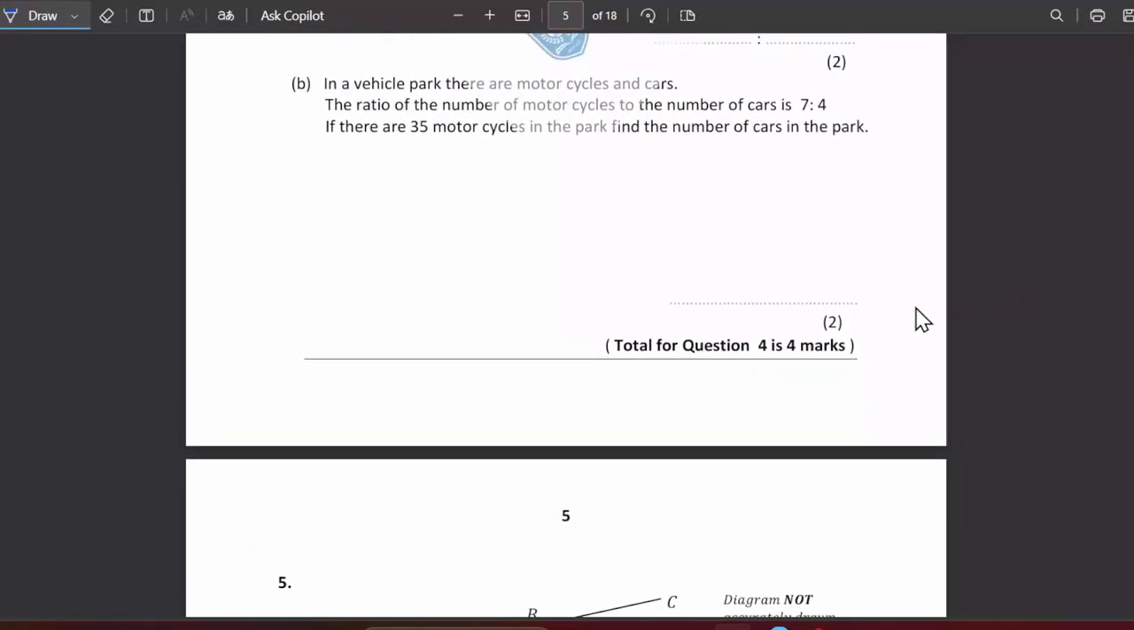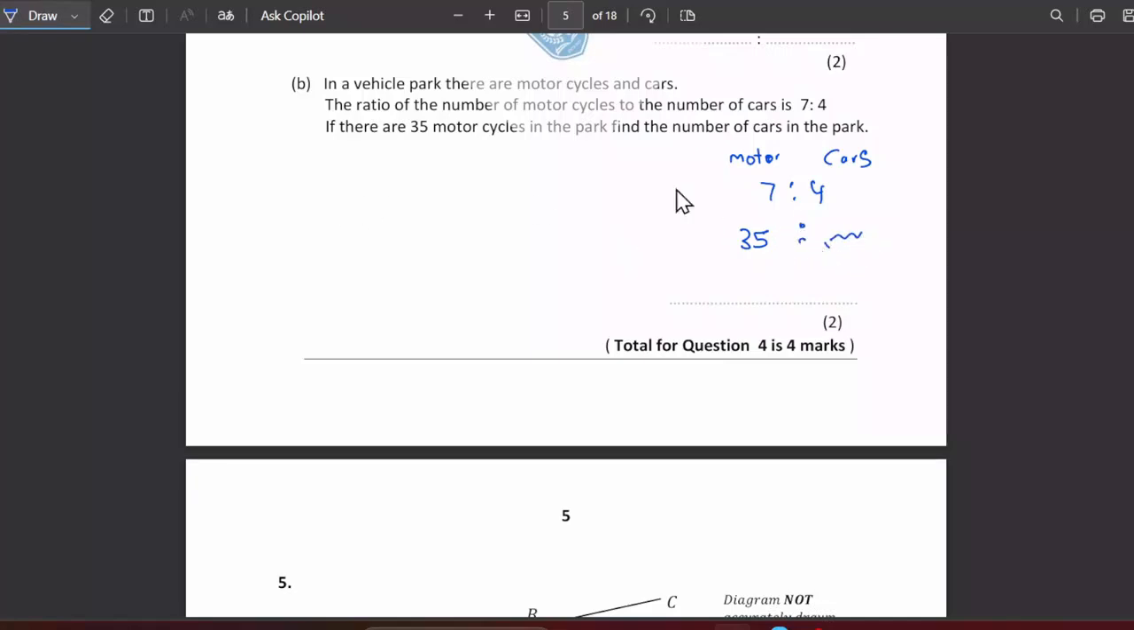And in the B part, in a vehicle park, there are motorcycles and cars. The ratio of the number of motorcycles to the number of cars is 7 to 4. If there are 35 motorcycles in the park, find the number of cars in the park. Okay. So 7 to 4, motorcycles and cars. And they have given us how many motorcycles are there. 35 motorcycles are there. And this is the value we don't know.